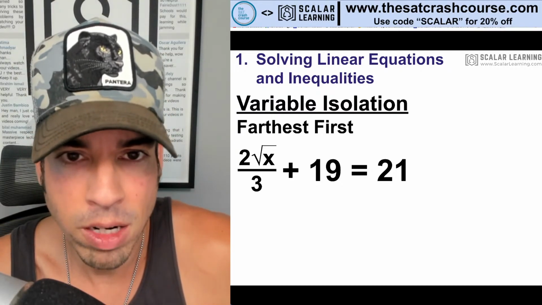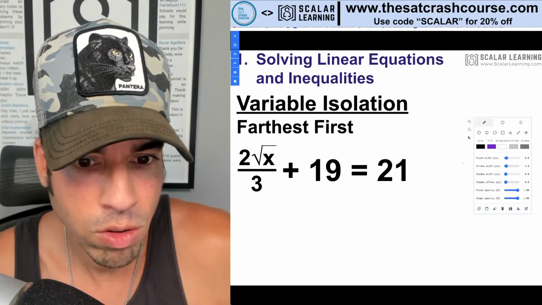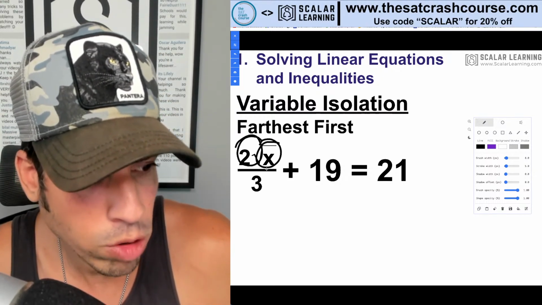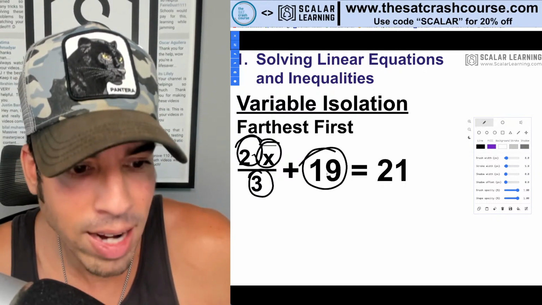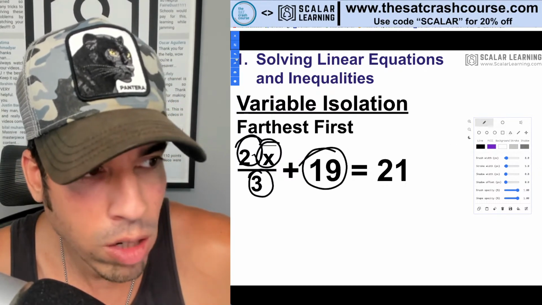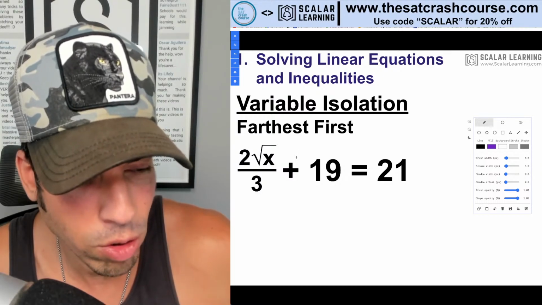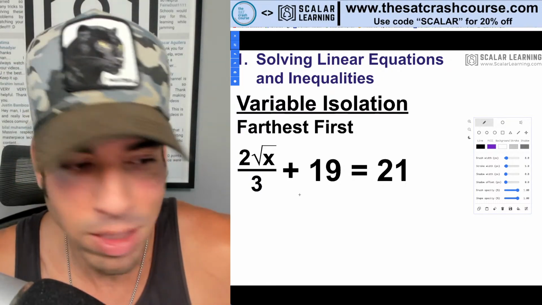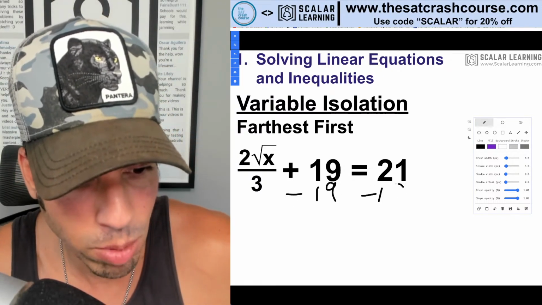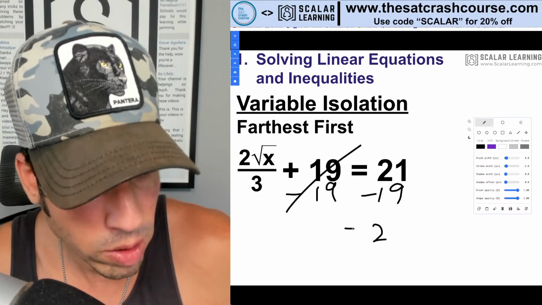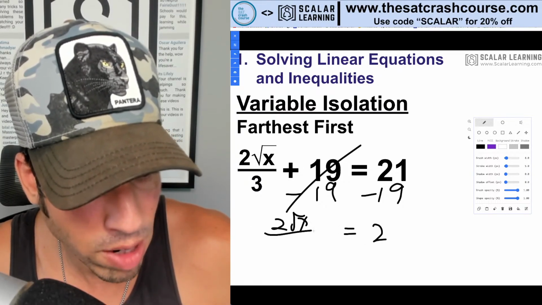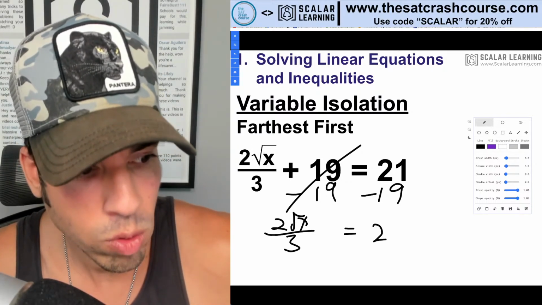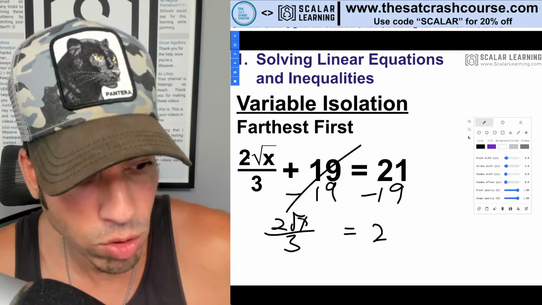So one way to think about it is like order of operations. We're square rooting first, then we're multiplying by 2, then we're dividing by 3, and then we're adding 19 to get 21. So to unwind these, to isolate, we kind of take care of those in opposite order, farthest first. So we're going to undo the adding of 19 first by subtracting 19 on both sides. Then we're going to get 2 is equal to 2 root x divided by 3. The next operation that is farthest away is the dividing by 3.